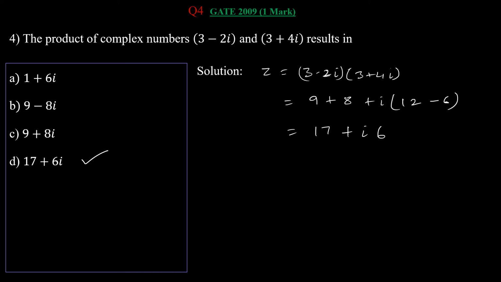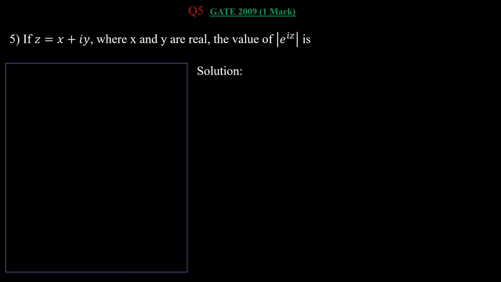These type of questions were asked in the GATE examination. Okay, come to the next question. Okay, so very quickly we reach to question number 5. So z is equal to x plus iy is given and we have to find the value of mod of e to the power iz.